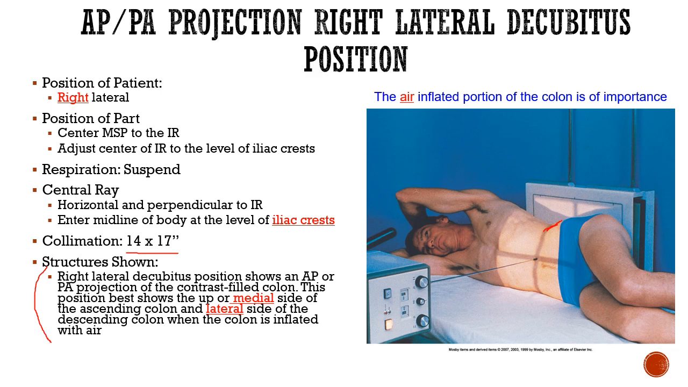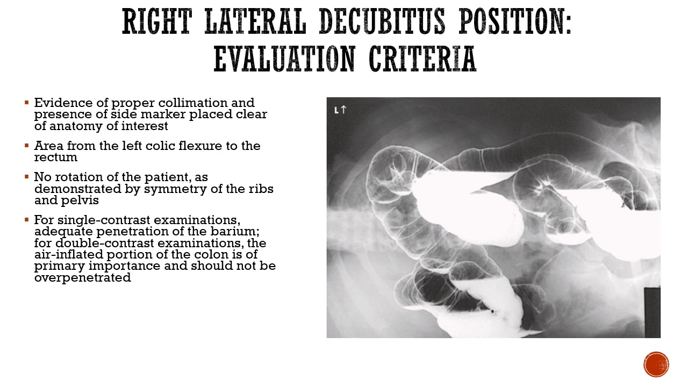The right lateral decubitus shows the side up, which is the air side up. So what we're going to be looking at is the upside or the medial side of the ascending colon, because that's the side that's up, and the lateral side of the descending colon when the colon is inflated with air. To show that in the image might be easier. So taking a look at that, we're looking at the air side up. So think about this as the left side is up, the right side is down. So we're looking at the medial side of the ascending colon and the lateral side of the descending colon, which is our goal.